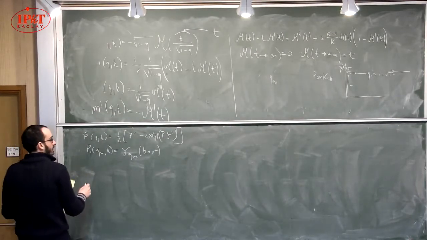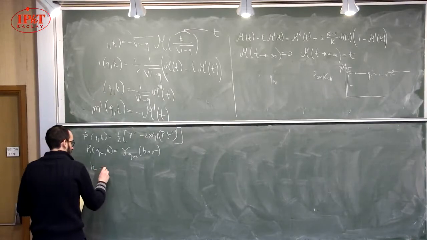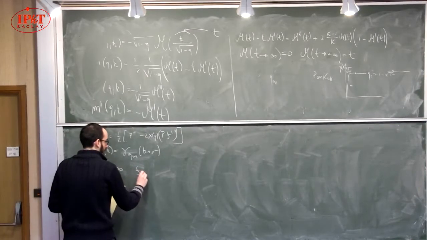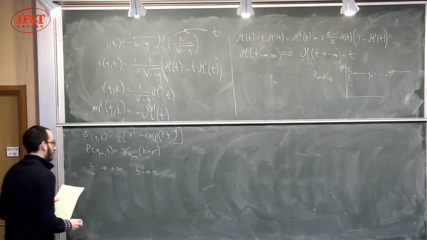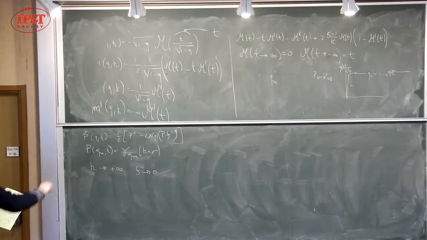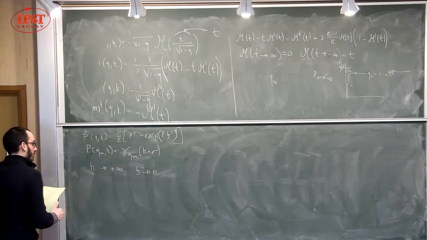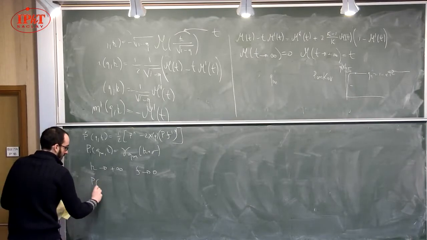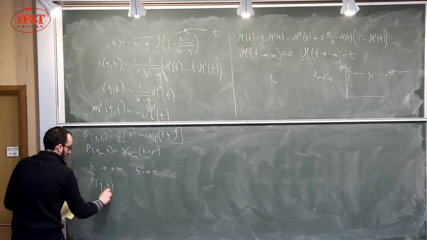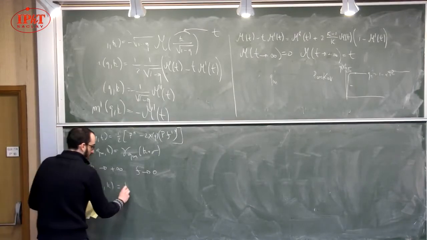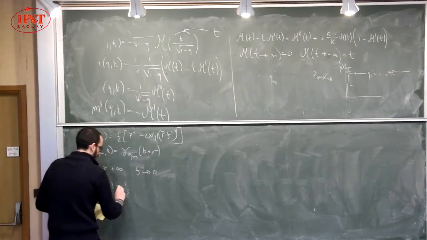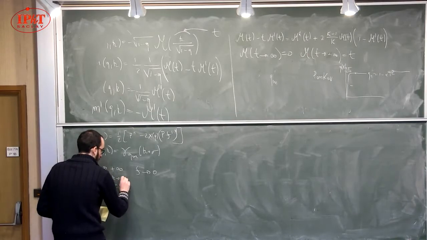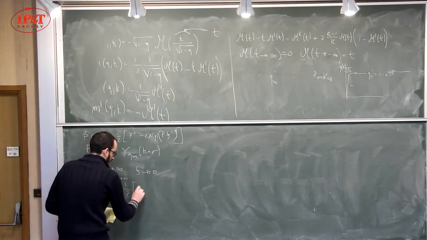Now, if h goes to plus infinity, we have that f goes to 0, right? So this was the large h behavior of f. And therefore you have that p of q with h is just, this is for h going to plus infinity.